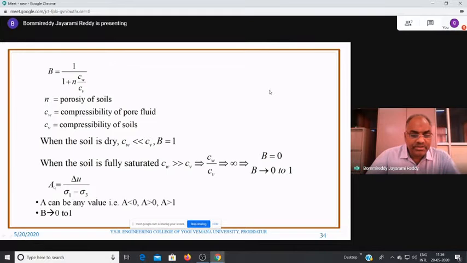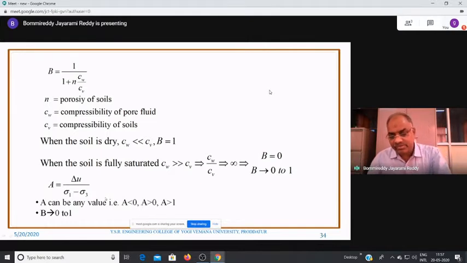And again A equals delta U by sigma 1 minus sigma 3. A value can be less than 0, more than 0, or any value above 1. There is no limit for it. It can be a negative value, it can be a positive value, it can be more than 1, or less than 1. And B always varies from 0 to 1.